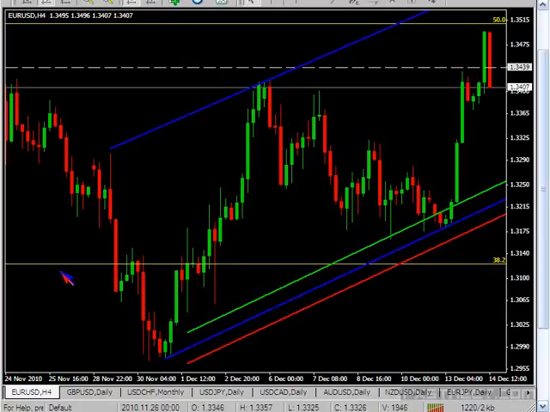That's how we see euro dollar. Euro dollar long term, am I bullish? Yeah, I'm not extremely bullish though. The euro has been recovering.